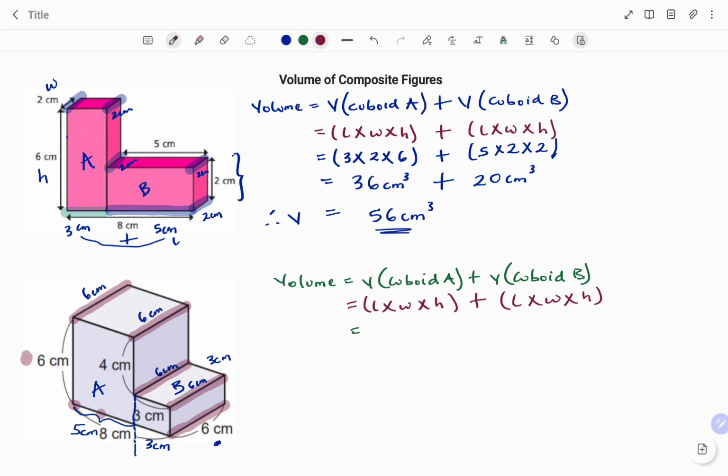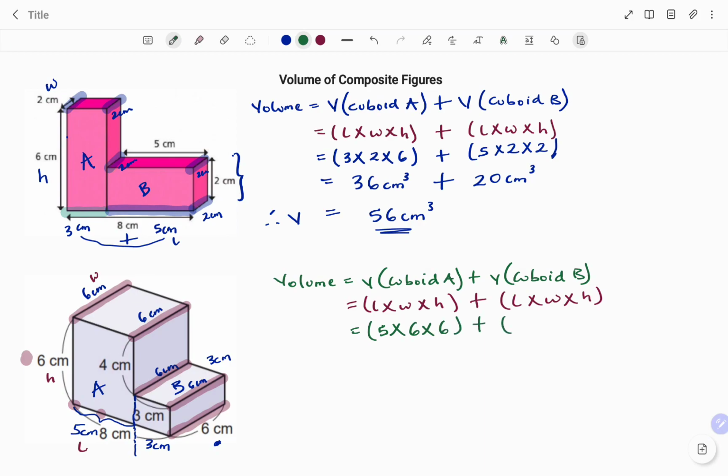I'm going to write, this is my length, this is my width, and that's my height, H. I have my width to be 6, and then my length to be 5. So slotting that back, I have length 5 times the width 6 times the height 6.